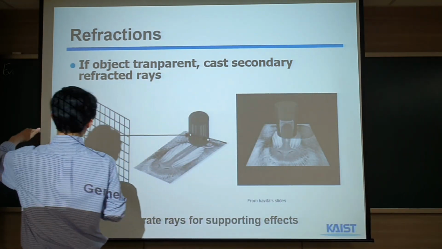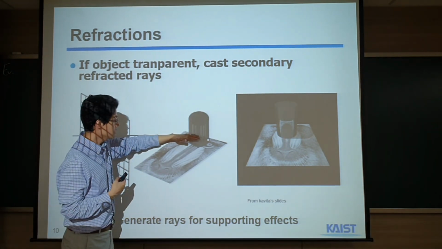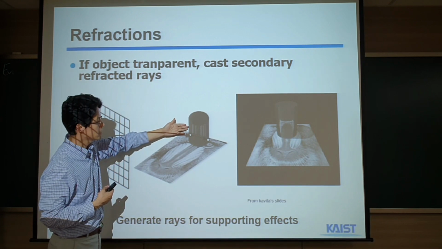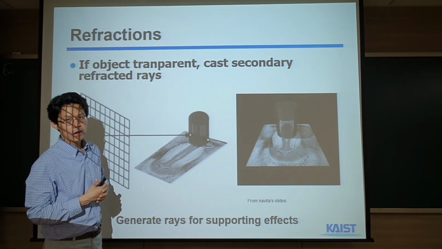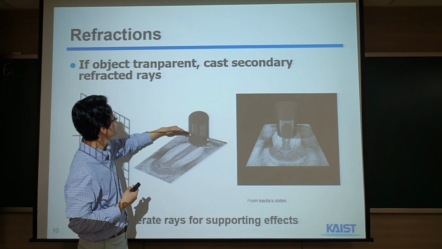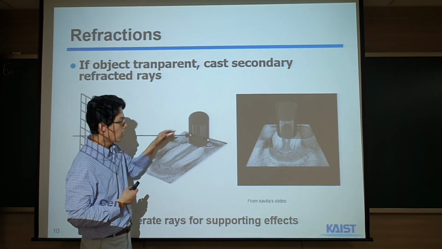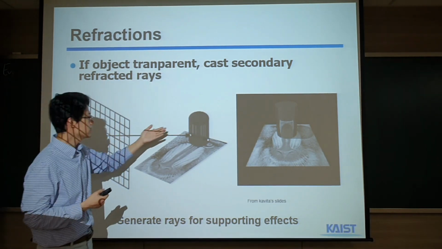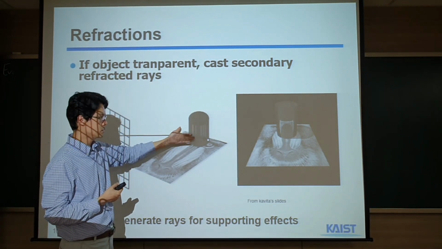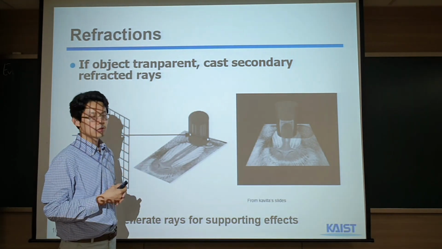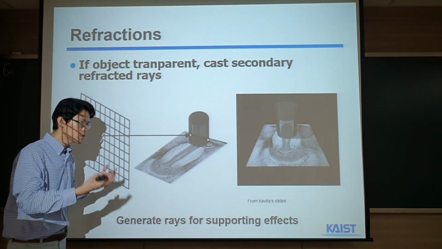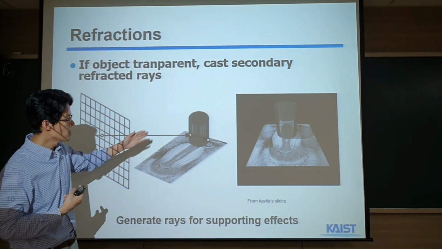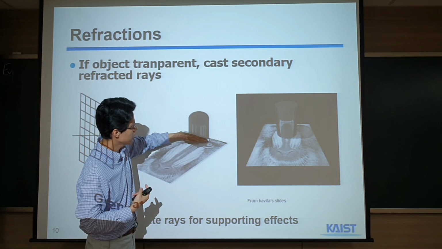So here we also generate a primary ray, and then we hit it there, and this object intersects with this ray. Suppose that this material is transparent. Then we also generate another secondary ray, which we call the refraction ray, again using Snell's law. In this case, this glass might have its own material property, so it might have a different refractive index. So by using Snell's law again with the different refractive index, we can compute this refracted ray.